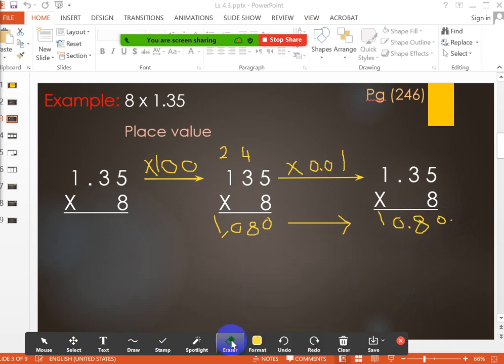So the number becomes 10.8 or 80 hundredths, the same value. Okay, girls?